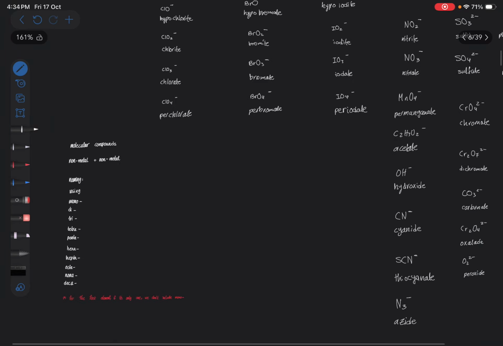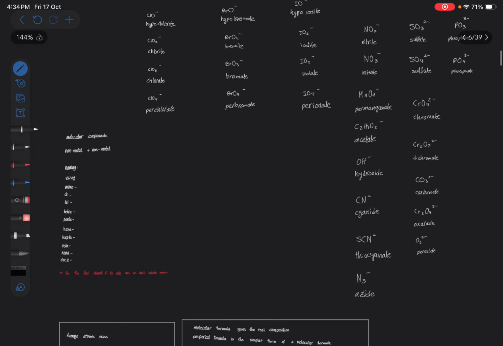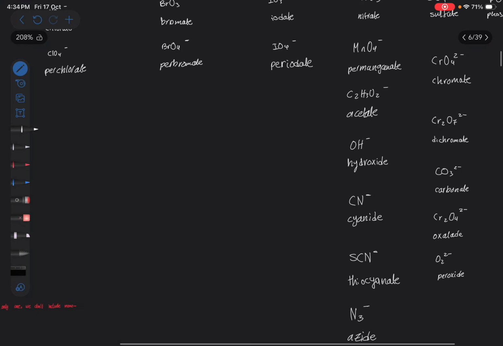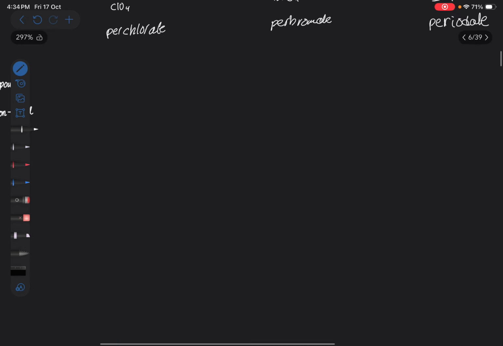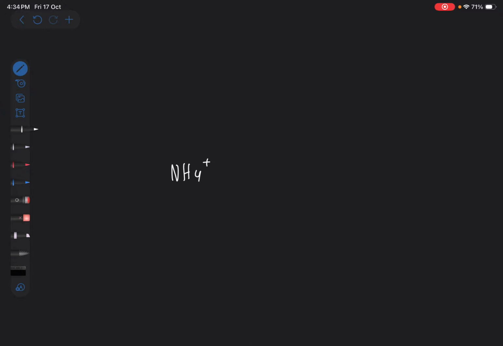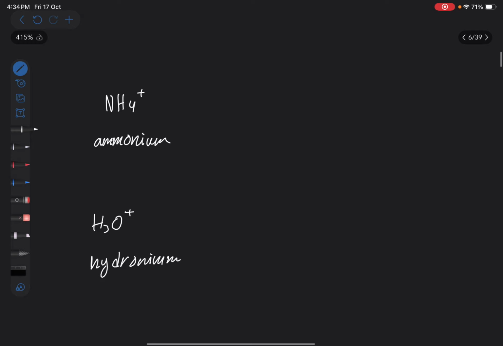Now these are the negative polyatomic ions. What about the positive? All the others have a negative charge, if you notice. We have only 4 that have a positive charge, which are NH4 plus, you know it already, it's ammonium. H3O plus, which is the hydronium from acids and bases, so you know it already, hydronium.